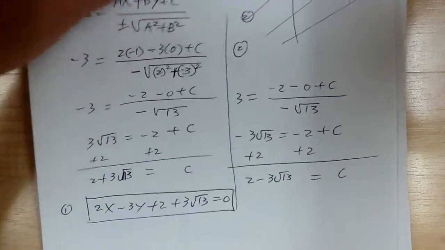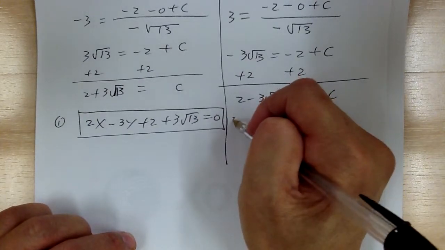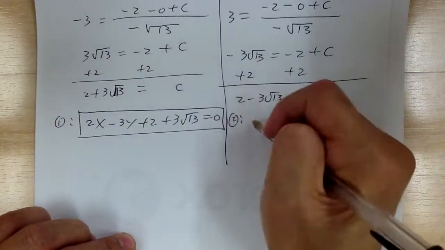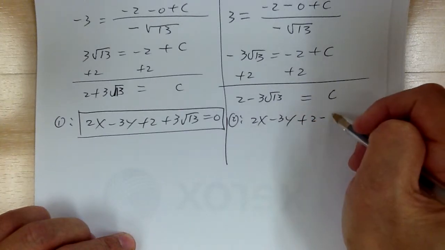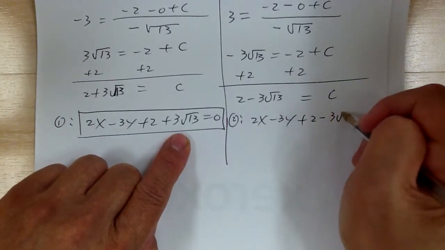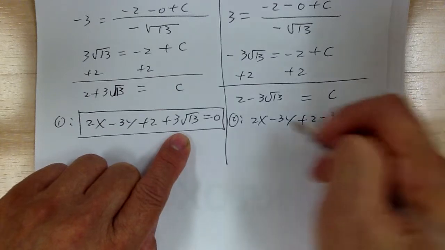Now you can write your equation 2. It would be 2x minus 3y plus 2 minus 3 square root of 13 equal to 0.